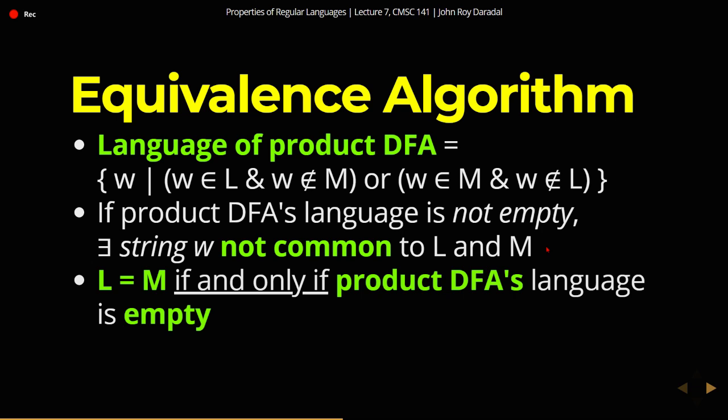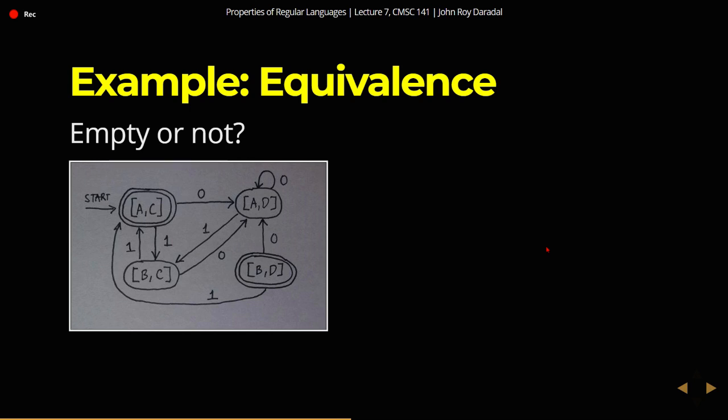Okay? So we can say that the two languages L and M are equal if and only if the product DFA that we created has an empty language. Okay, so if it has an empty language, that means that there are no strings that are in L but not in M, or in M but not in L. So we can conclude that all strings in L are in M as well, and vice versa. Okay, so that is how we'll do it. So in our example DFA earlier, is the language empty or not?